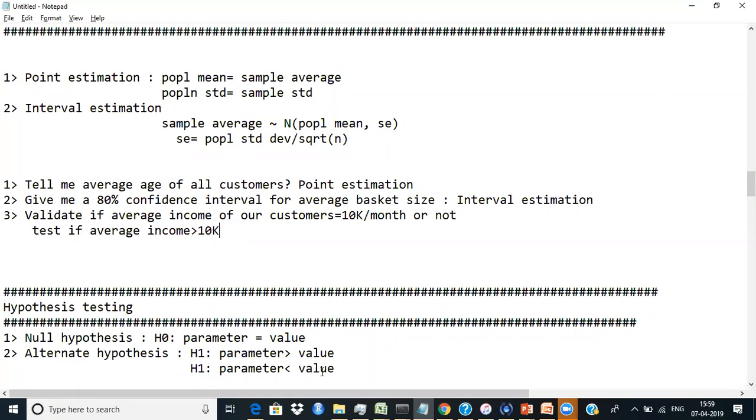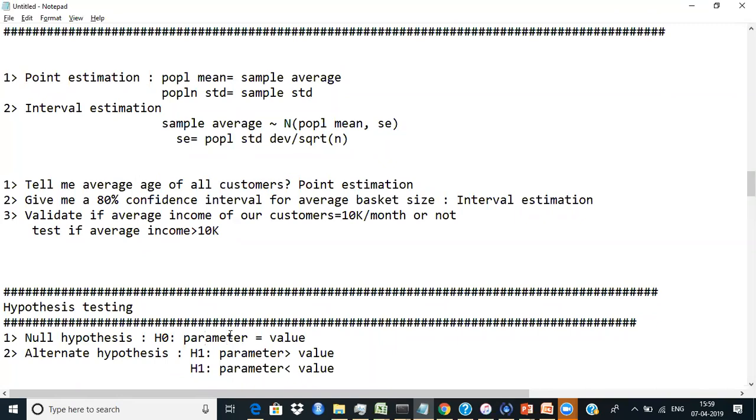Make sense? So I'm saying that the choice of alternate depends upon what the business is asking you. If the business asks you to test if the average income of our customers is greater than 10K or not, your null hypothesis will be average value equal to 10K. The alternate will be average greater than 10K, or less than 10K. Make sense?